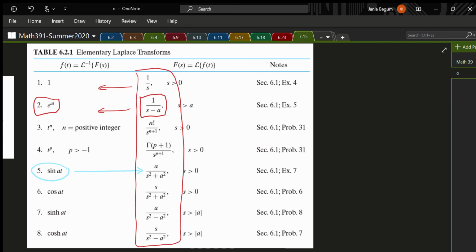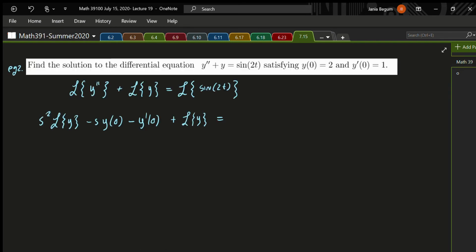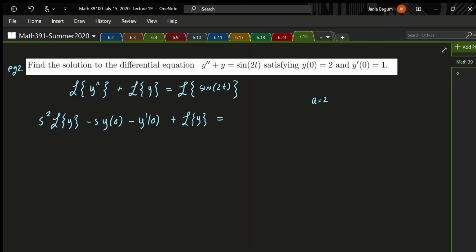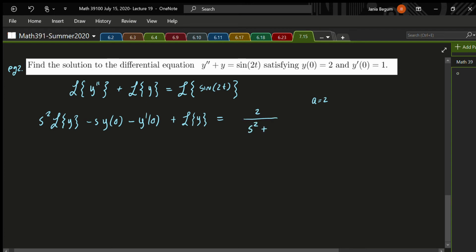So in our case, our a happens to be 2. So a is equal to 2. So we have, what was the formula? A over s squared plus a squared. So we have a, that's 2, over s squared plus a squared, that's 4. So that's from the table.